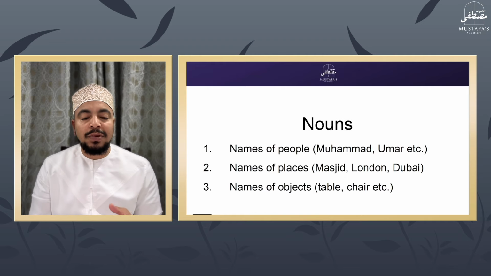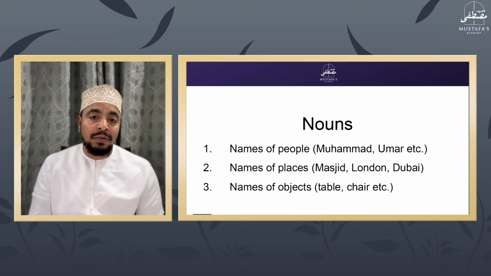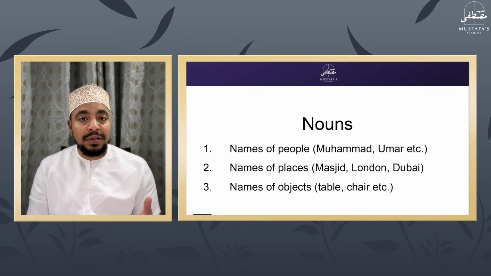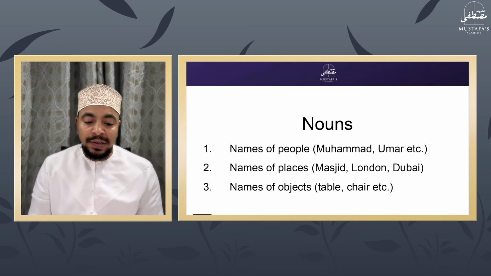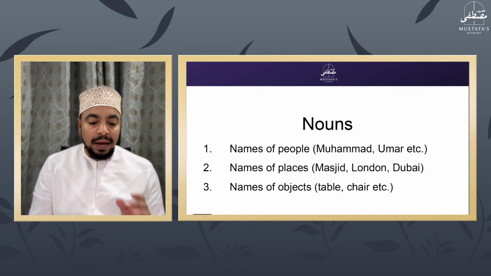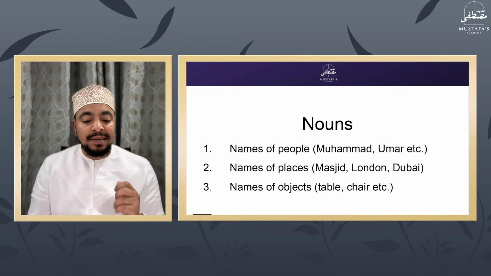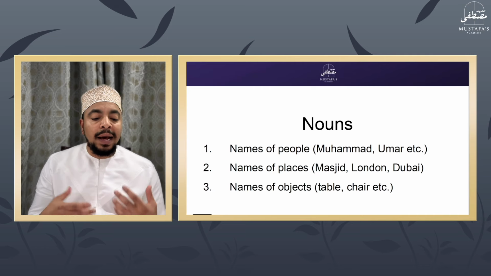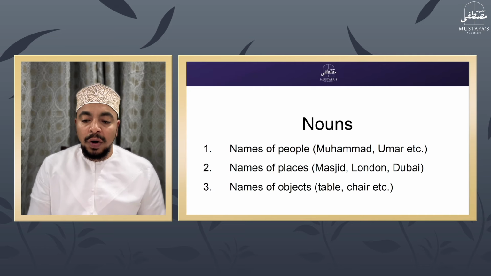And we say that nouns can be names of people, nouns can be names of places, nouns can be names of objects, such as Muhammad or Umar. That's the name of a person. If you look at names of places, you notice that Masjid, London, Dubai, simply as that. Names of objects, you can say table, chair, مثلا. فمثلا الآن, as we've looked into this, what we need to pay attention to is this.